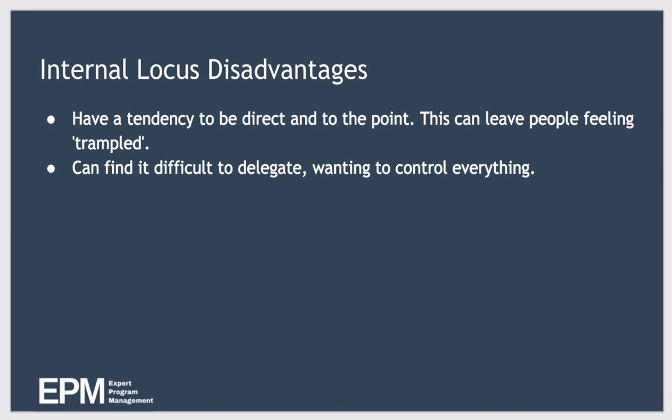Now, there are also a few drawbacks associated with having an internal locus of control. These people have a tendency to be direct and to the point, and this can leave some people feeling trampled, and they can find it difficult to delegate because they want to control everything all of the time.